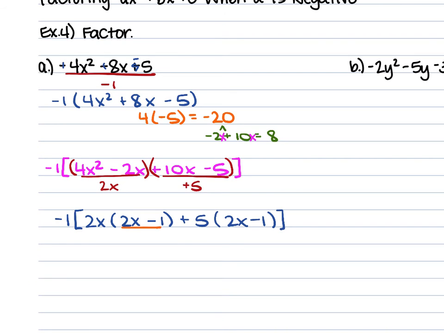We look at those two sets of parentheses inside the brackets. They are identical to one another, which means we are going to rewrite that 2x minus 1 one time and form another set of parentheses with the 2x and the positive 5. So this gives us negative 1 times 2x minus 1 times 2x plus 5.